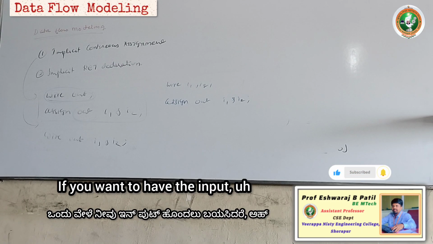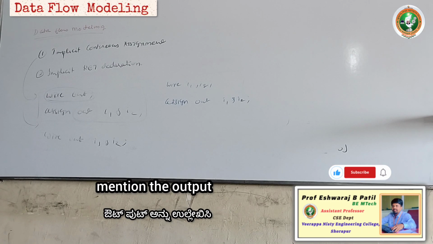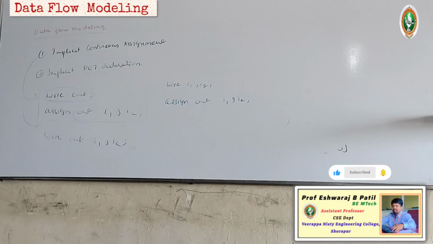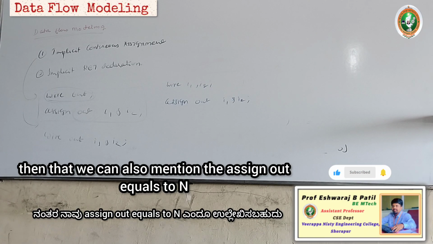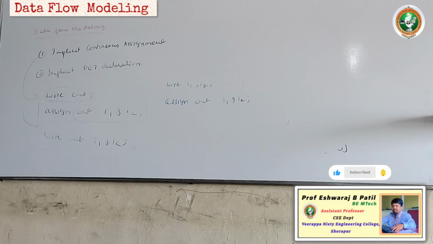If I want to mention the output, that's the assign with the wire, that's nothing but wire out. Then you can also mention assign out equals I1 and I2. And, that means an AND gate. If the other operator is used, it means an OR gate. If I use the tilde, that is a NOT gate.